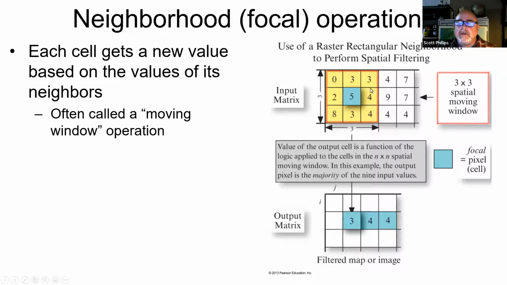And if we, the majority here, okay, so this is an example. So what is the majority here? What are most of the cells surrounding this 5? Most of them are a 3, so our output is now a 3 because it got that information from its neighbors. Then we move to the next one, and the majority of these are 4s, so it becomes a 4. So it's like the window just keeps moving and it's recalculating per cell for the output.